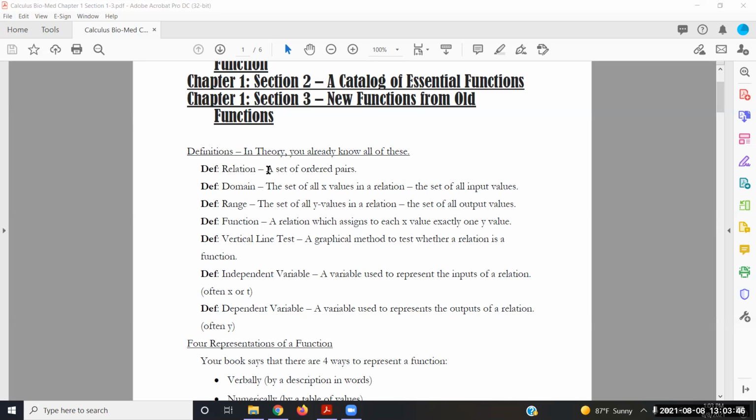And so a relation is a set of ordered pairs. Any set of ordered pairs is fine. A function is a relation which assigns to each x value exactly one y value. What this means is that you have a set of inputs and a set of outputs. When we're talking about functions or relations, the set of inputs, the set of x values, is called the domain. And the range is the set of outputs or the set of y values.